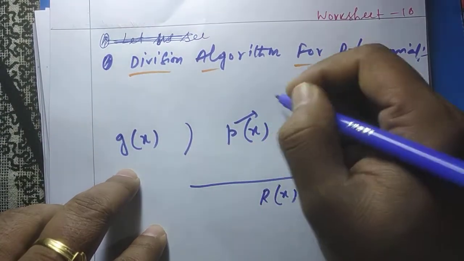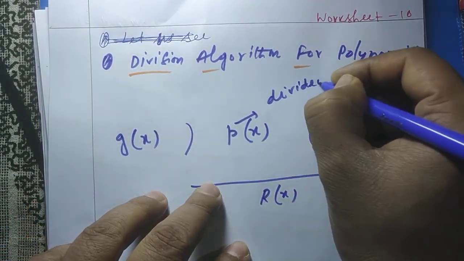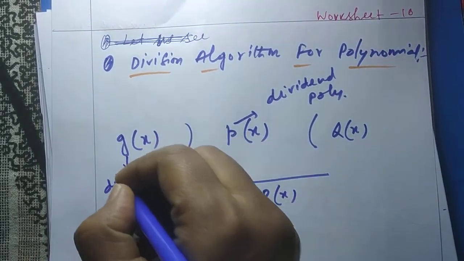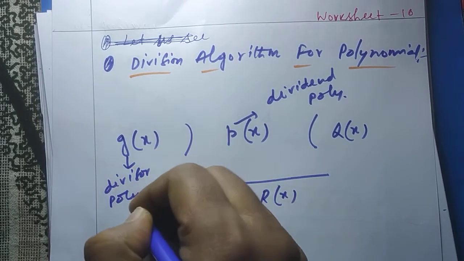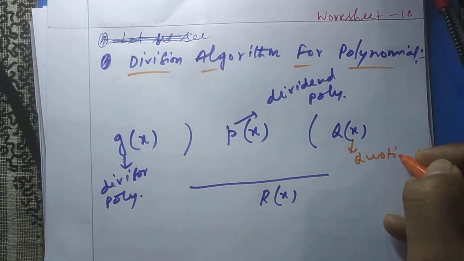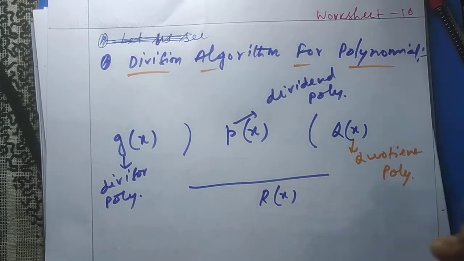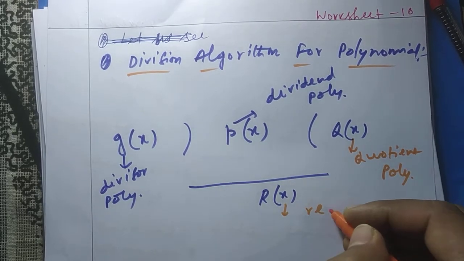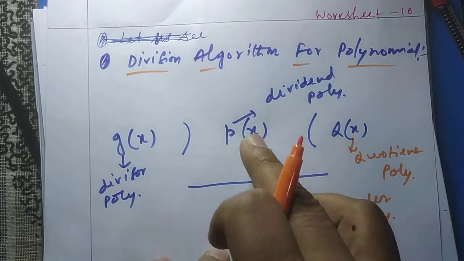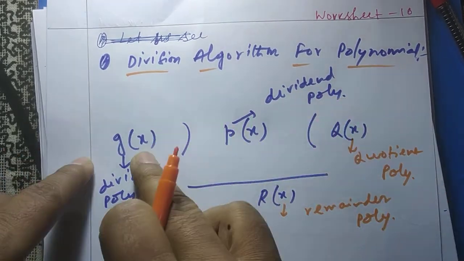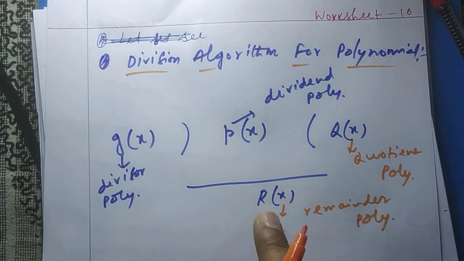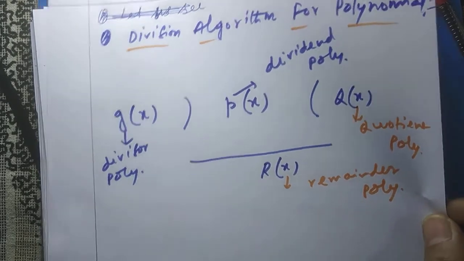So here p of x is called the dividend polynomial. Here g of x is called the divisor polynomial. This q of x is called the quotient polynomial and r of x is called the remainder polynomial, correct? Here p of x is called dividend polynomial, g of x is called divisor polynomial, q of x is called quotient polynomial, and here r of x is called remainder polynomial.